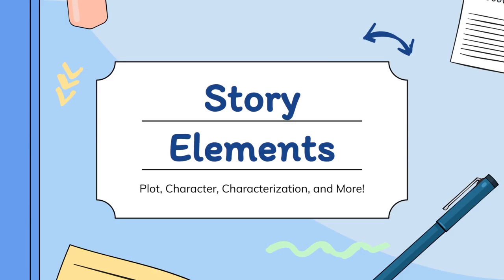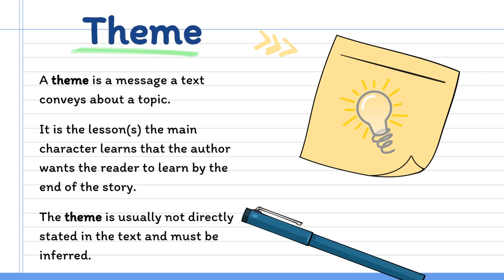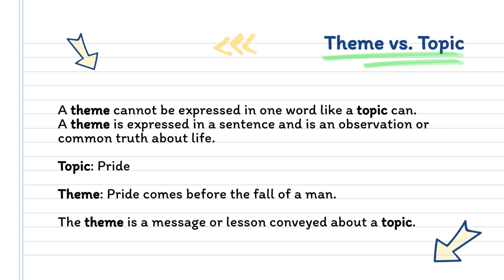In this lesson, we're going to talk about the story element theme. A theme is the message a text conveys about a topic. It is the lesson, or more than one lesson, the main character learns that the author wants the reader to learn by the end of the story. The theme is usually not directly stated in the text and it must be inferred by the reader.